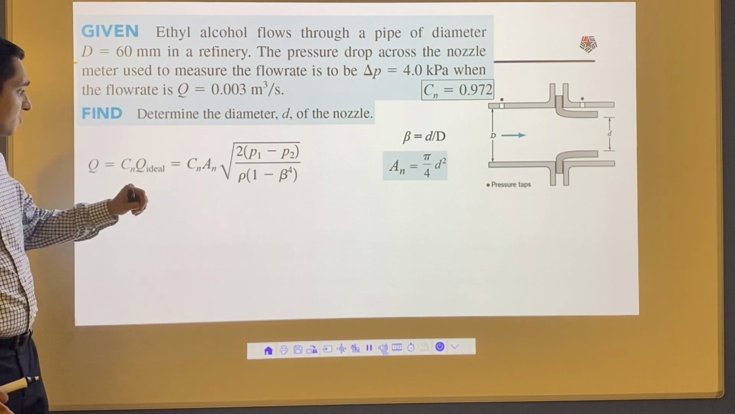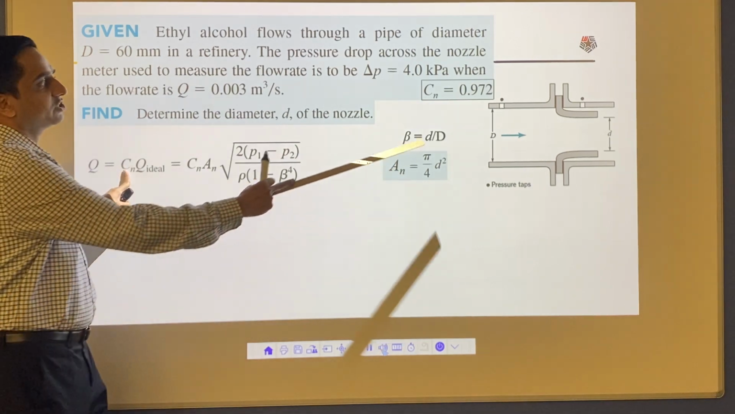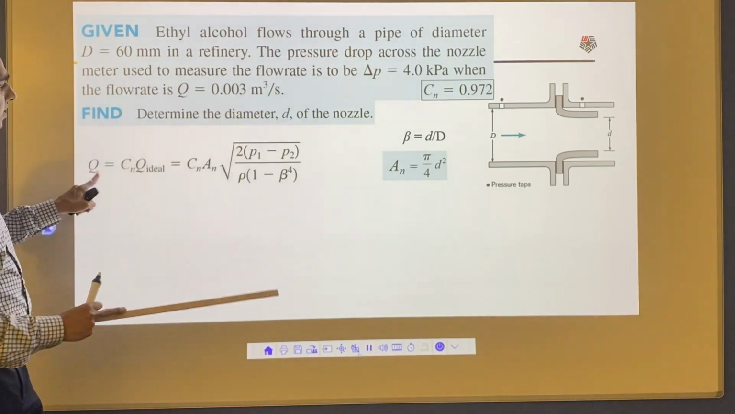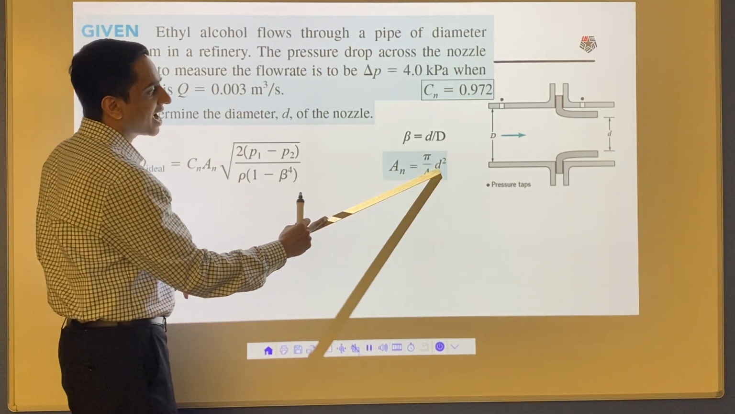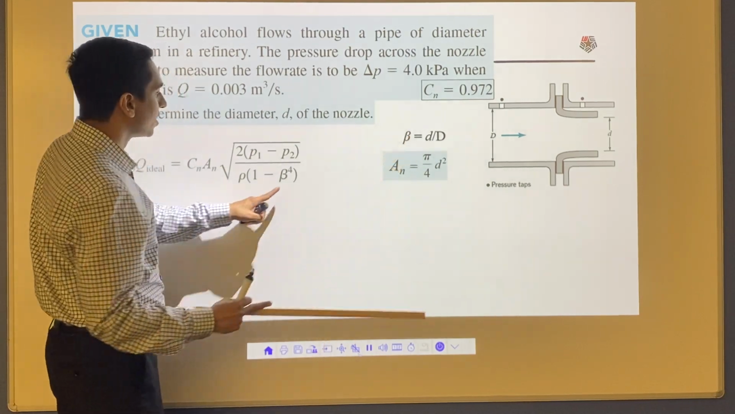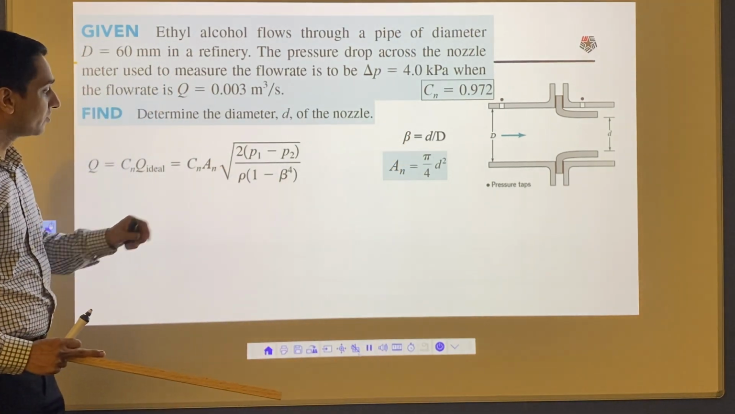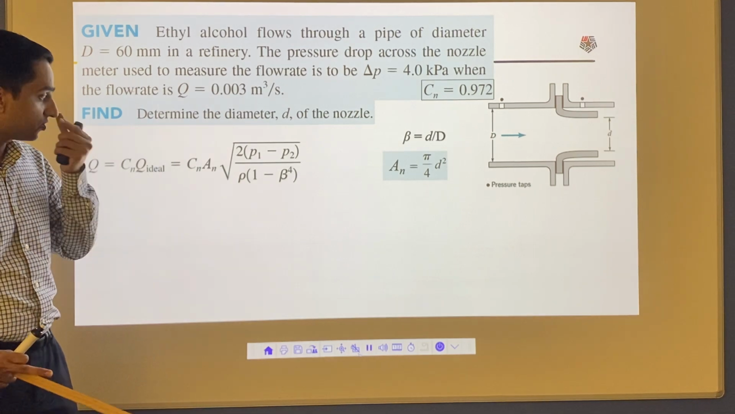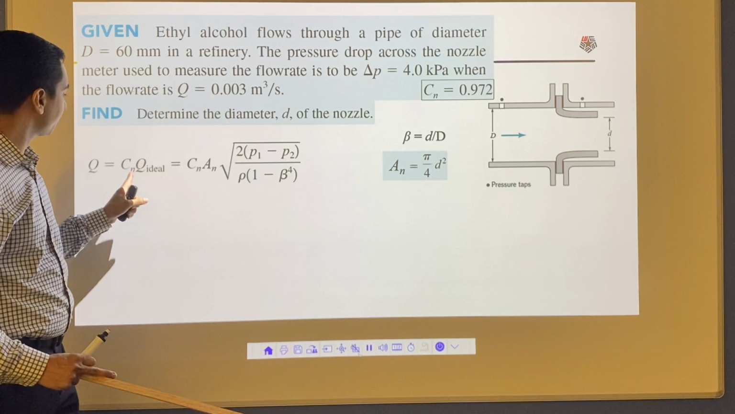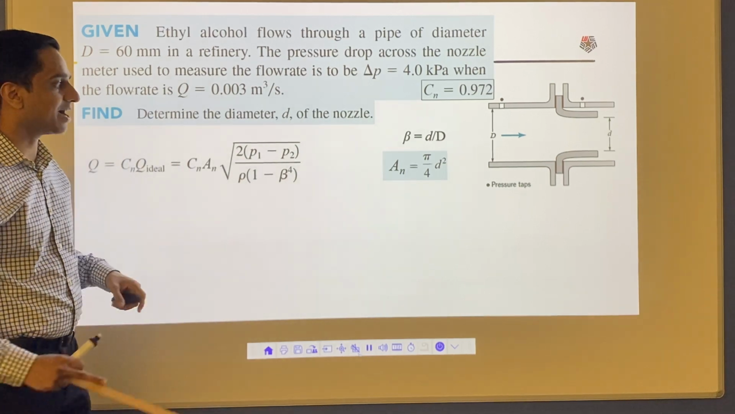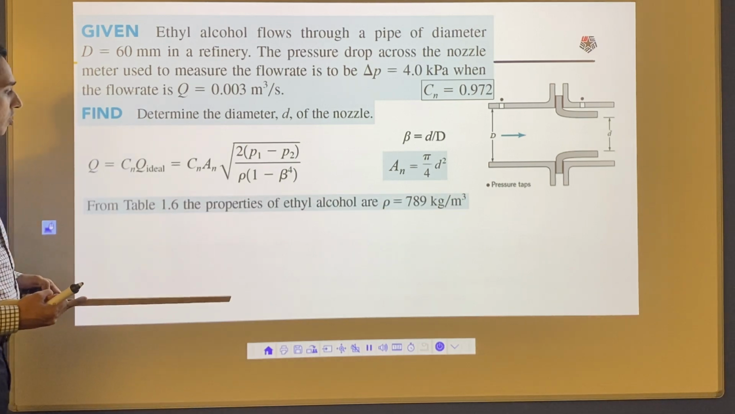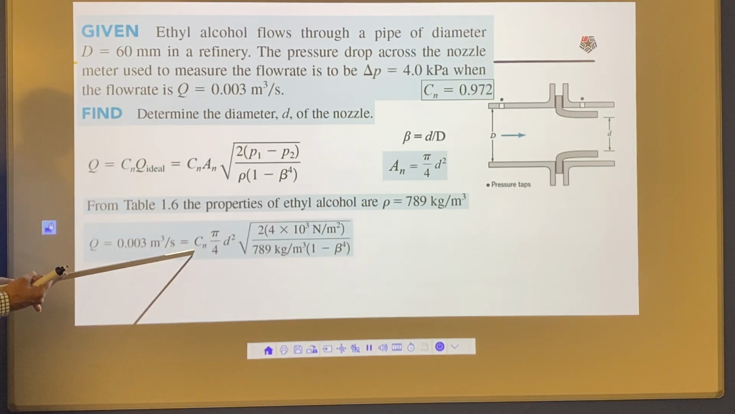Now in this case, nozzle discharge coefficient is given 0.972, the flow rate is given 0.003. What we don't have is this diameter, and because of that we don't have area, and we don't have beta. This value here and this value here, we don't have that. So all you have to do is put the numbers in and calculate that diameter, calculate this A and beta, and then you should be able to do that.